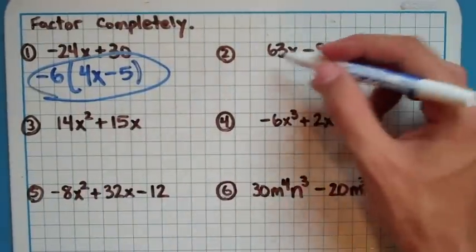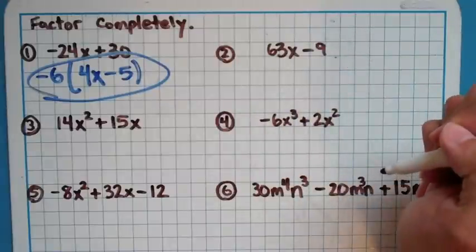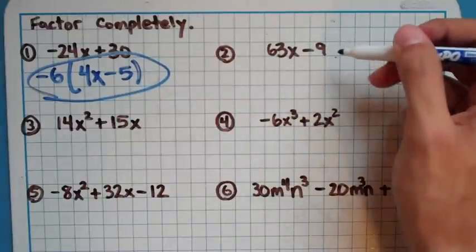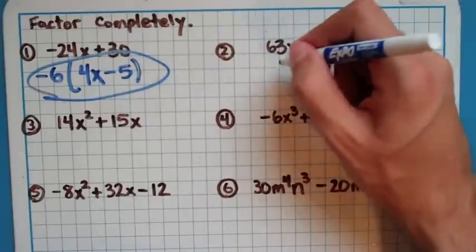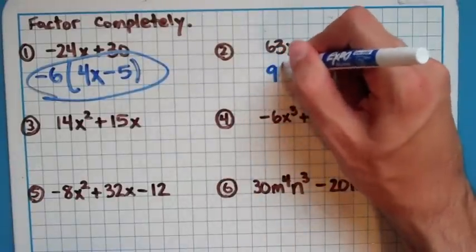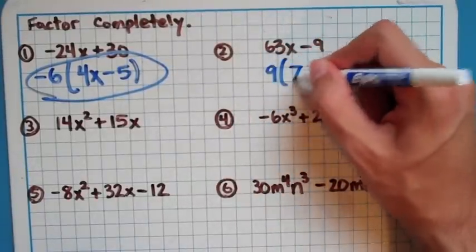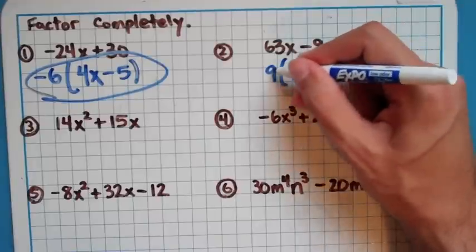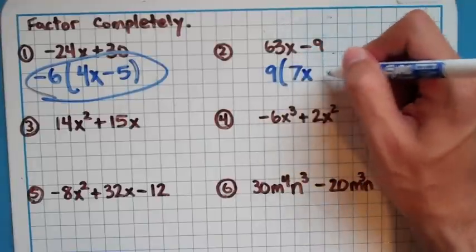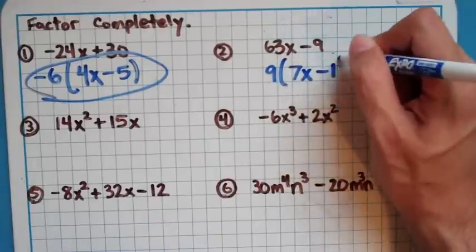On my next problem here, again, I'm looking at what goes into both parts, what goes into 63x and negative 9. After thinking about the possibilities, it turns out that 9 goes into both of these. 63x divided by 9 is going to be a 7x. Negative 9 divided by 9 is going to be a negative 1. So I'm going to put minus 1 right here.